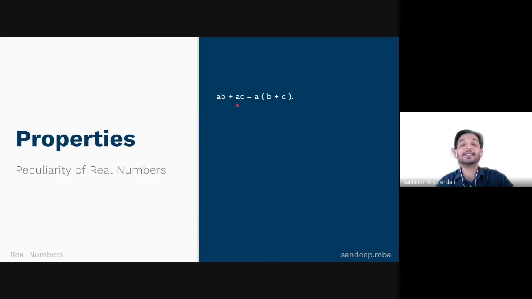The next property is AB plus AC is equals to A bracket B plus C. For example, 12 times 64 plus 12 times 36 is equals to 12 times bracket 64 plus 36. I have taken 12 as common, and we know that 64 plus 36 is equals to 100. So the next step will be 12 times 100, and the answer will be 1200.